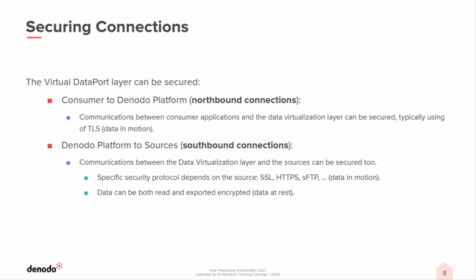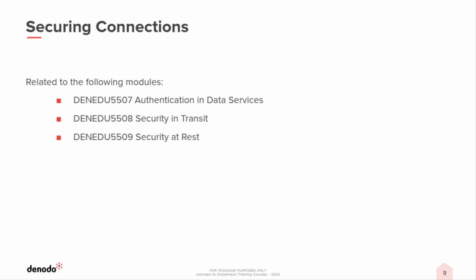Certain protocols, depending on the connection, can be set up to achieve this level of security. Protocols like TLS, HTTPS, SFTP, etc. can be configured and used in the Denodo platform. The modules displayed in the slide will cover the different topics about securing connections when the data is in movement, or if the data is at rest.